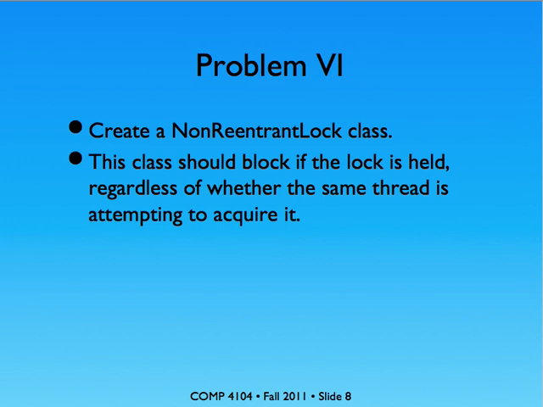And in a way, it's simpler to provide non-reentrancy than it is reentrancy, because in the reentrant case, you have to look at whether the lock is currently in use, and if it's in use, is the current thread the same as the one that used it or acquired it in the first case? So problem 6 is simpler than problem 2.